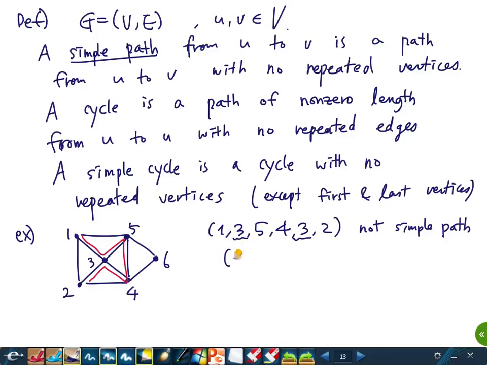But what about this? 1, and then 3, and then 4, and then 2. This is good. This is a simple path. Okay? Let me erase some of these.